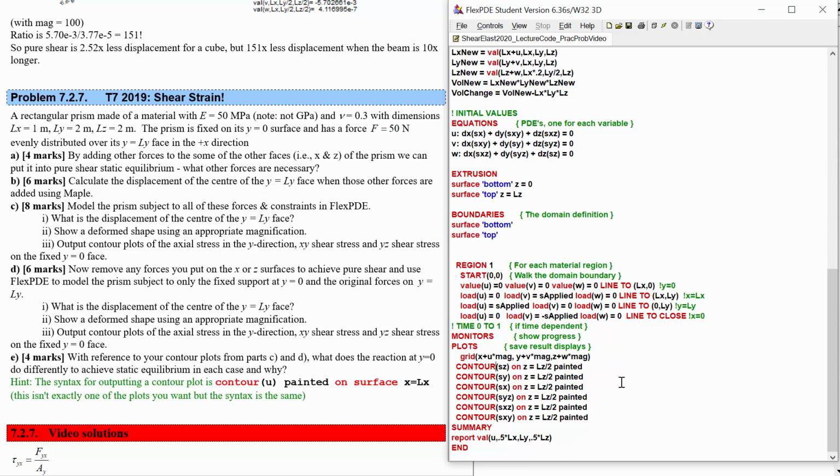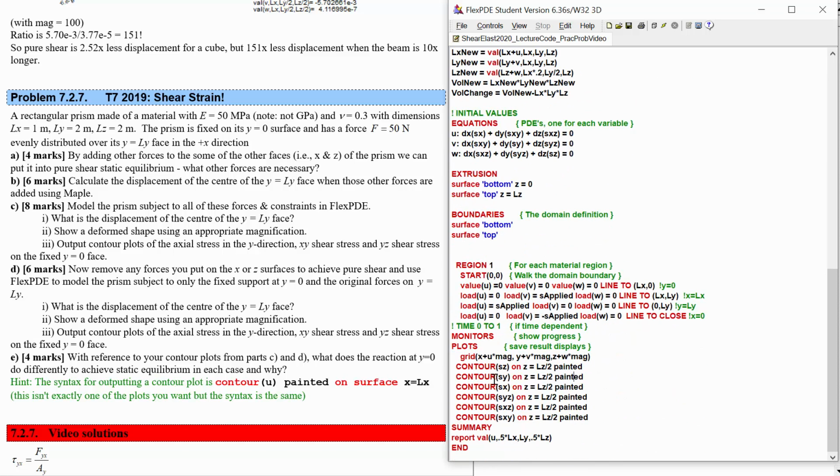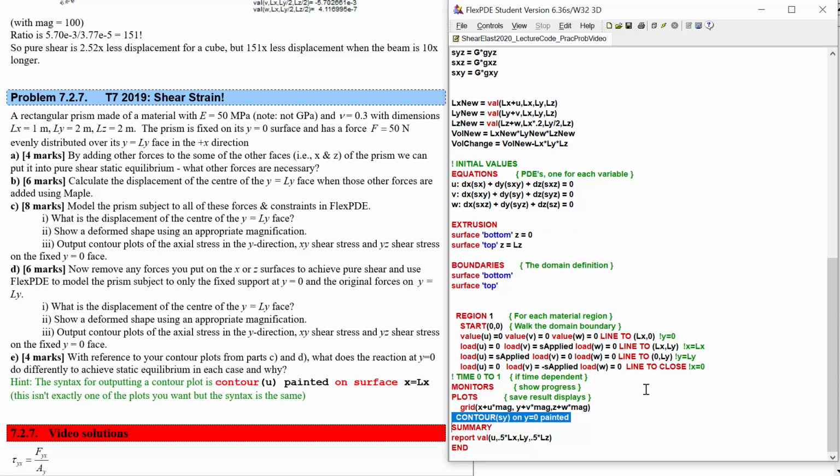We need a contour map, so we'll get the deformed shape that's there using appropriate magnification. That's happening by default now with that code we put in up there. And then we can also output the axial stress in the y direction. That's Sy. And we need this on y equals 0. And we need all the contour plots on y equals 0.